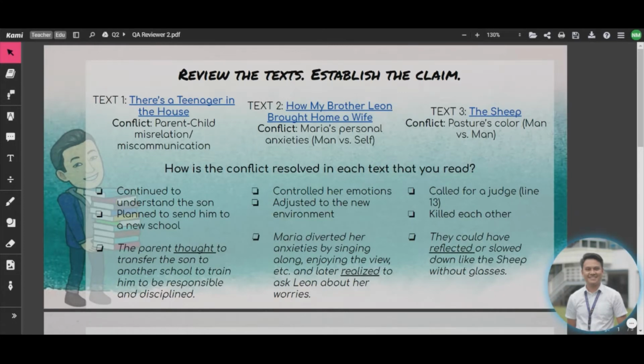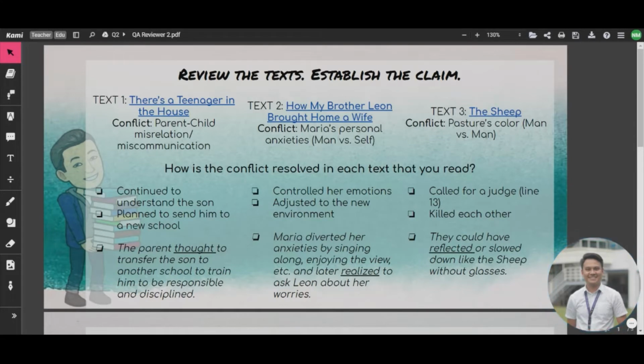For text number 1, we have the parent and child misrelation or miscommunication conflict. For text number 2, we have Maria's personal anxiety. So this is more of a man versus self conflict. And text number 3, the sheep were arguing about the color of the pasture, which led into a war. So this is more of a man versus man or character versus character type of conflict.